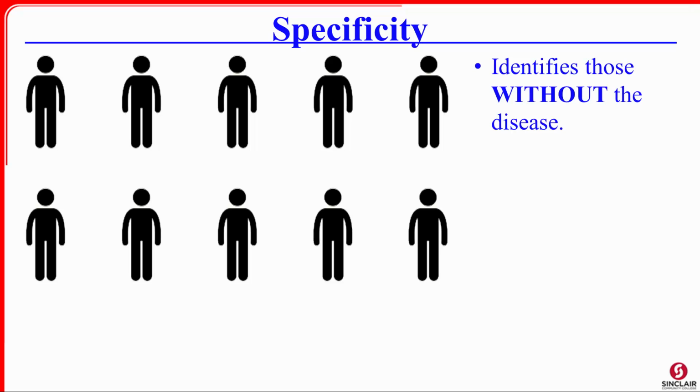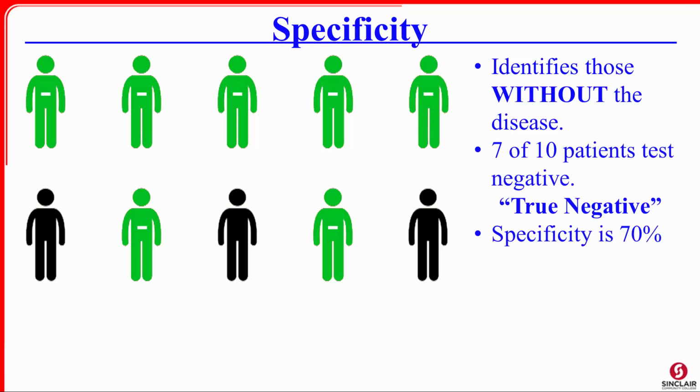Specificity is the ability to identify those without the disease. So these 10 people don't have the disease. None of these people have a rotator cuff tear. And let's say that 7 of 10 of the patients test negative on this test. And so that's a true negative because they don't have a rotator cuff tear and they showed up negative. So the specificity of this test is 70%.